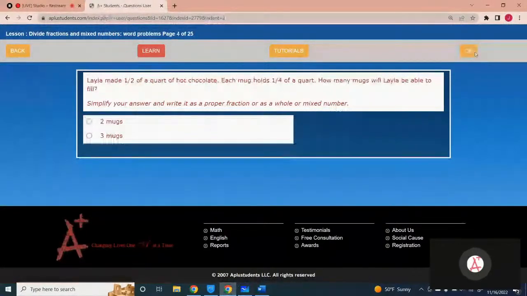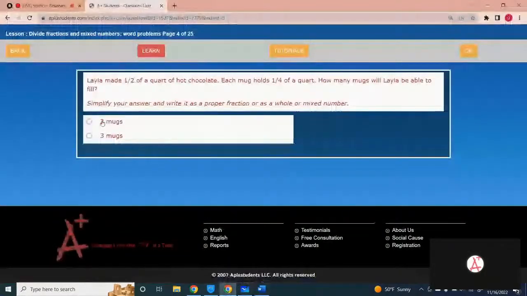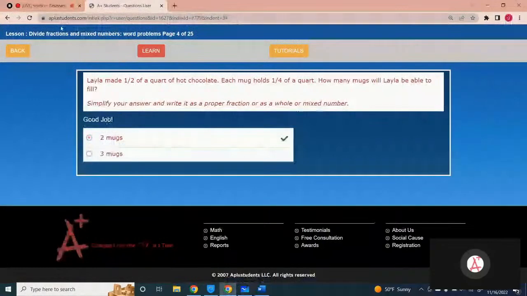Okay, Leila made half of a quart of hot chocolate. Each mug holds 1/4 of a quart. How many mugs will Leila be able to fill? You have to do 1/2 divided by 1/4. We have already done this one. It would be 2. Got it. 2 mugs.